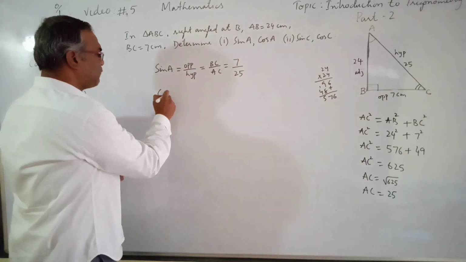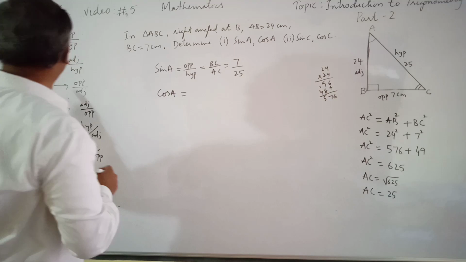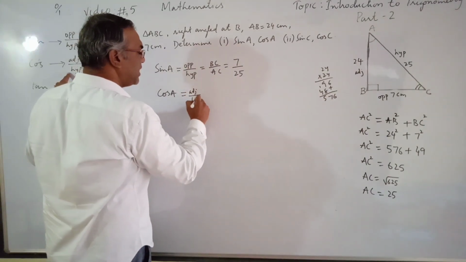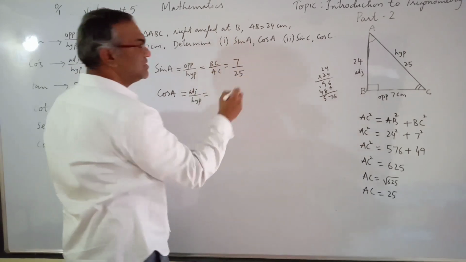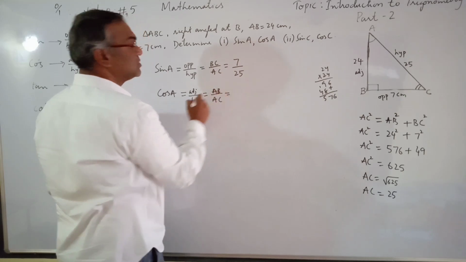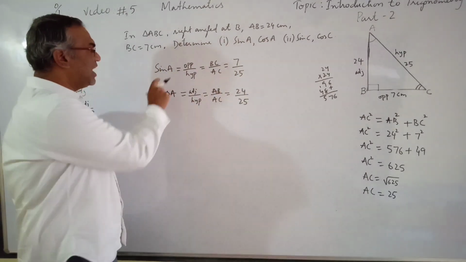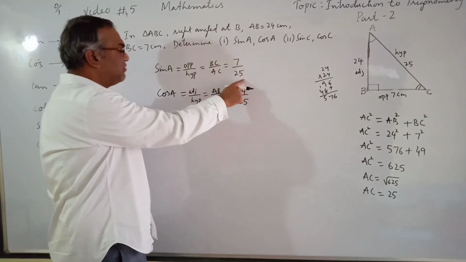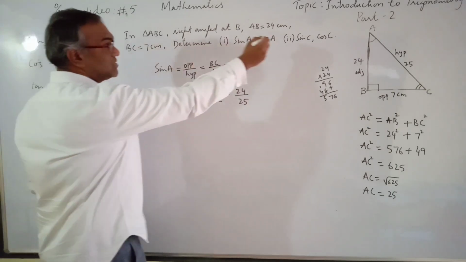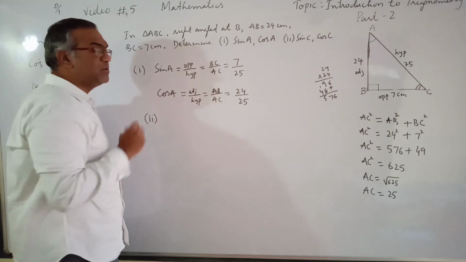Then cos A. We know that the definition of cos is adjacent divided by hypotenuse. We can directly write here adjacent is AB, divided by AC, the hypotenuse. So AB is 24 divided by AC is 25. So the value of sine A is 7 by 25 and the value of cos A is 24 divided by 25. Okay, now let's go to the second question, sub question number 2.